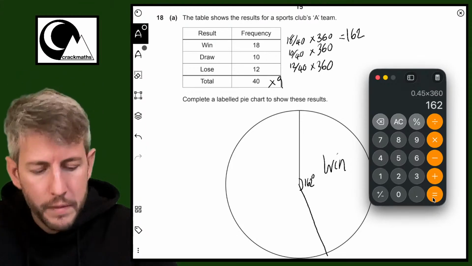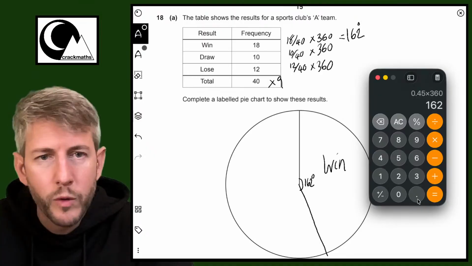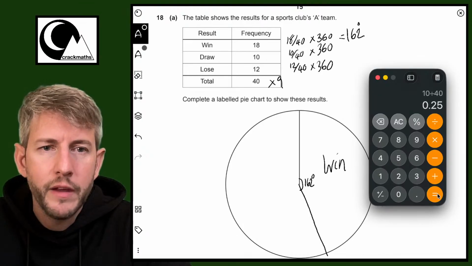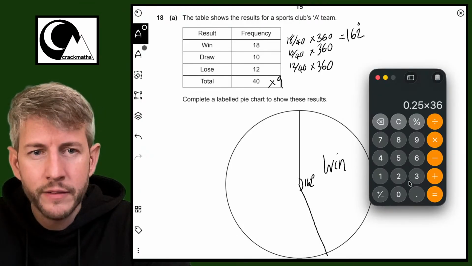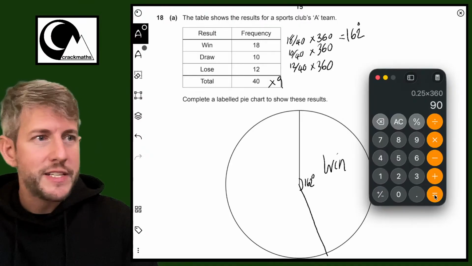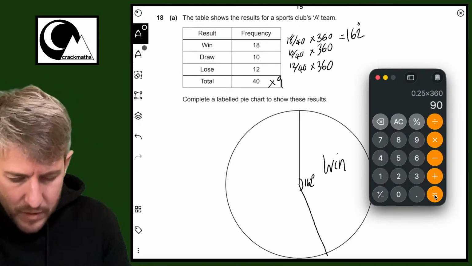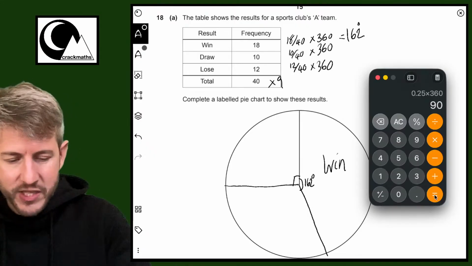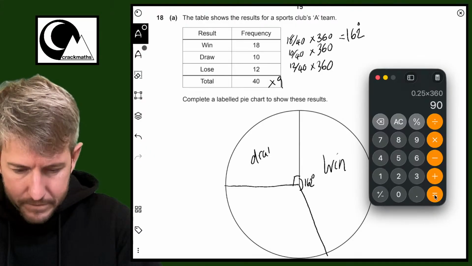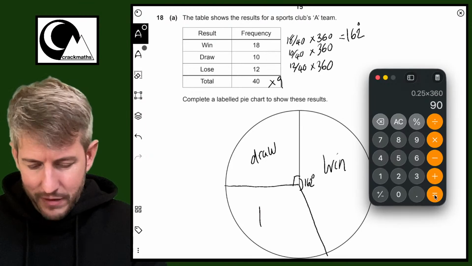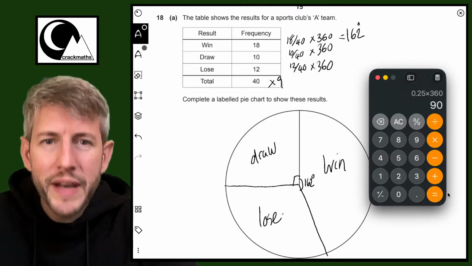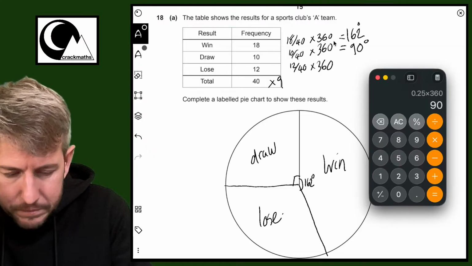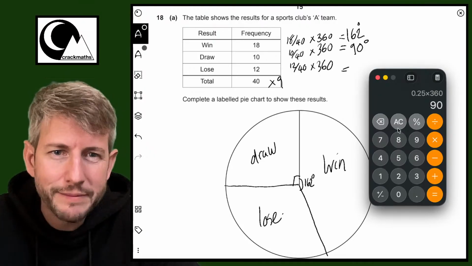Okay, then we've got 10 out of 40. So 10 divided by 40 equals 0.25 times 360 gives us 90 degrees. So that's a right angle. Just because I don't have my protractor, I'm going to label that with that square. So this is draw. Oh, right, and the rest is lose. Okay, there we go. So that angle will be naturally correct, but let's write it down so that they can see that we've worked them all out. So there might be points for that.